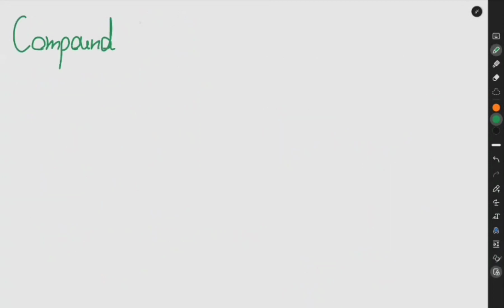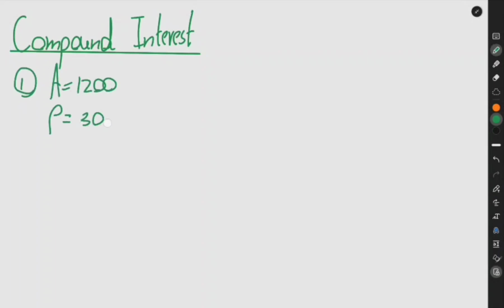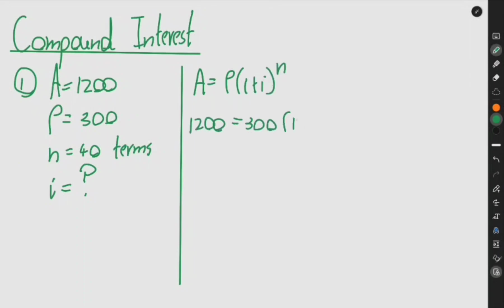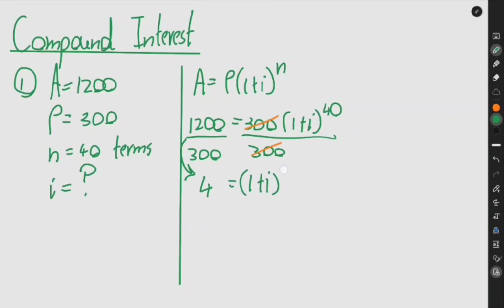This makes more sense in action. Let's take A is equal to 1,200, P is equal to 300, and n is equal to 40 terms. As always, we write out the equation and fill in the knowns. To get 1 plus I on its own, we take its 40th root.